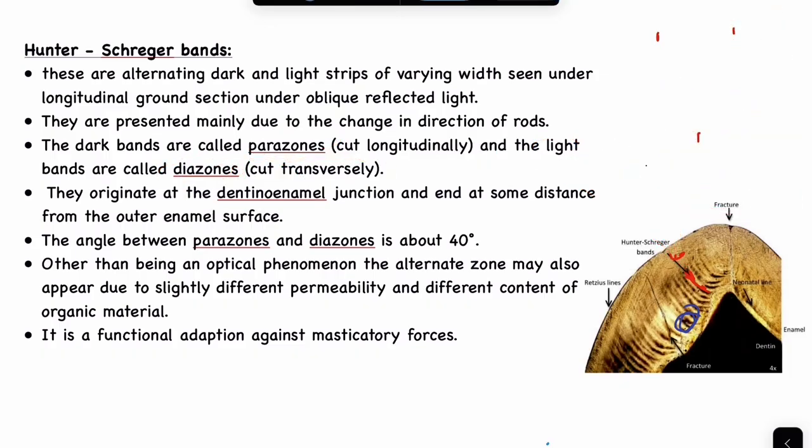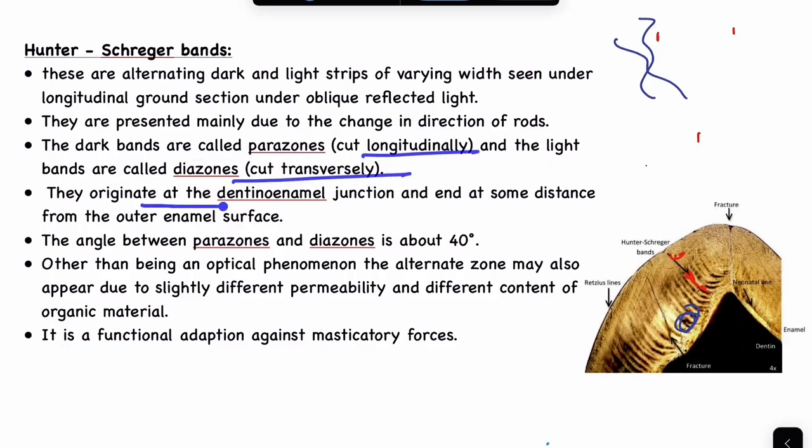Now going to the notes. These are alternating light and dark bands of varying width seen in longitudinal ground section under obliquely reflected light. So this is only seen under obliquely reflected light. Remember that. They are present mainly due to the change in direction of the rods. So you saw that because two rods were going in different directions, this is why the bands appeared. Okay. The dark bands are called parazones and the light bands are called diazones, and I explained to you how they are cut longitudinally and transversely.